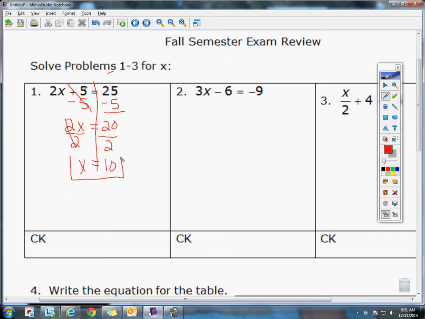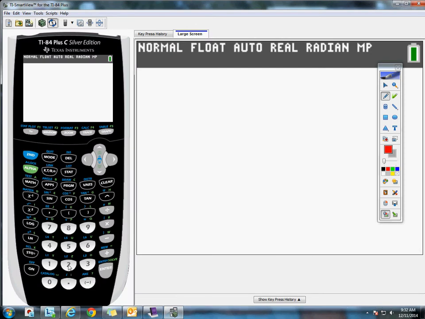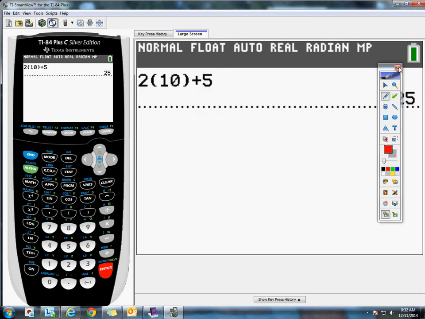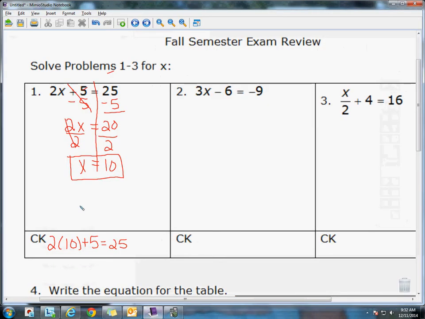Down at the bottom says CK, and that stands for check. So we're going to plug in our answer back into the problem. So we have 2 times x, which is 10, plus 5 is equal to 25. And you can check that with your calculator. So you have 2 parentheses 10 plus 5 is equal to, and that comes out to 25. So since 25 is equal to 25 is true, then we know our answer is correct.